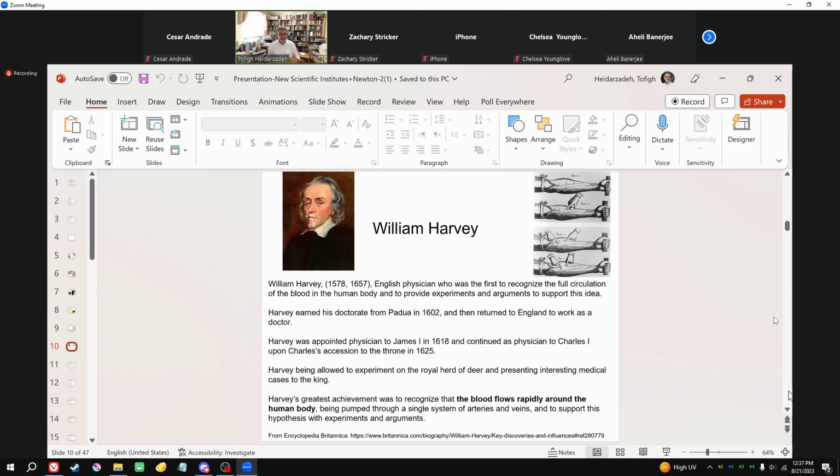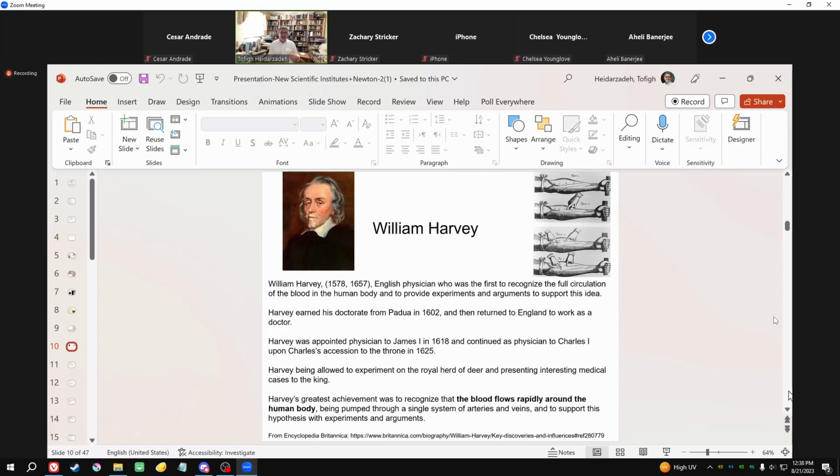Galen talks about a kind of spirit that circulates around our body, but it was William Harvey who was outside of the university. He was the physician of the King of England, and there he started this systematic observation and measurement of the pressure on our vessels.